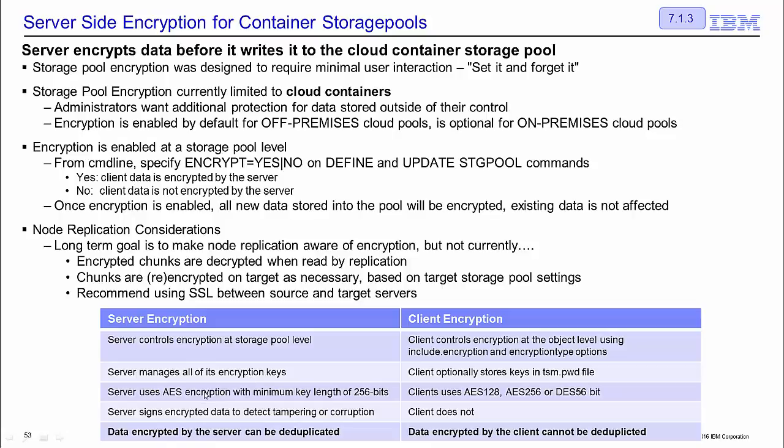Spectrum Protect server uses AES encryption with a minimum length of 256 versus the client, which can use AES 128, 256, or 56-bit. For server-side encryption, the server signs the encrypted data so that it can test to see if it's been tampered with or corrupted. The client does not have this signing capability. The biggest difference is that on the server, data that's been encrypted will have first been deduplicated in the container storage pools. Versus if you turn on client encryption, we cannot do server-side deduplication on data that was encrypted at the client.